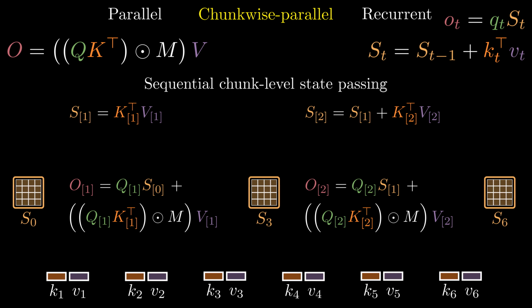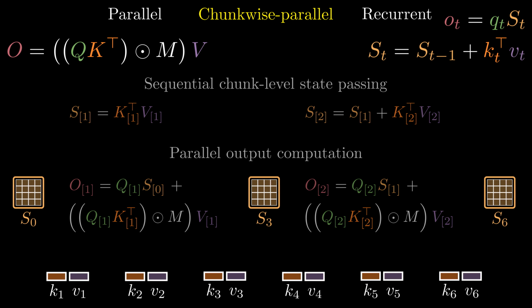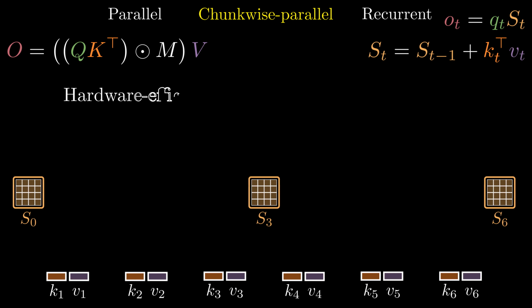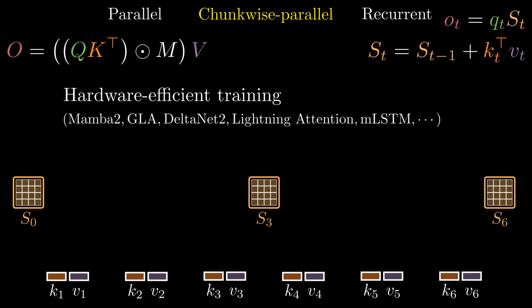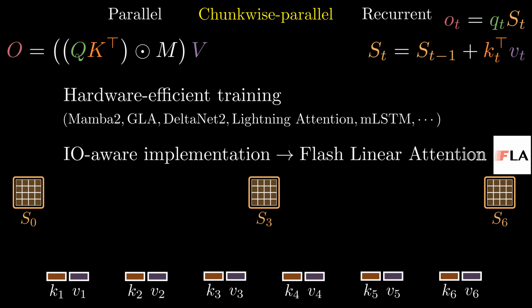With the sequential chunk level state passing and parallel output computation, the chunkwise parallel form interpolates between fully parallel and recurrent forms. Note that this formulation is mathematically equivalent and does not involve any approximation. The chunkwise parallel form enables partially parallel, hardware-efficient training. It is now a standard recipe for training efficient linear sequence models. We can further improve the efficiency via IO-aware implementation like flash linear attention.